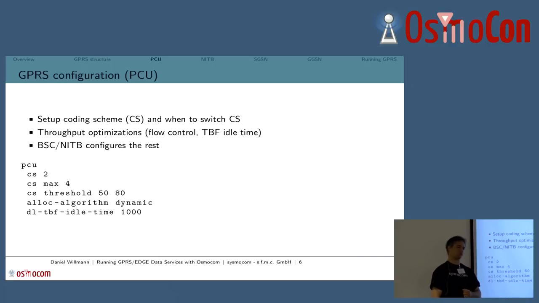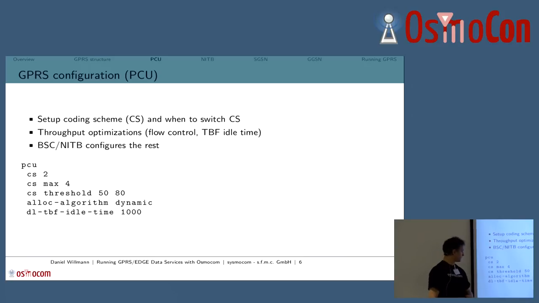Then there are some parameters to configure the maximum coding scheme that you want to use, and the thresholds of bit errors at which you want to upgrade to the next higher coding scheme or downgrade to the next lower coding scheme if the error is too high. The dynamic allocation algorithm is more of a historical thing. We had two different allocation algorithms back when the Osmo PCU wasn't really stable. But right now, you'll want dynamic, and it will know whether to allocate only one slot or multiple slots. With GPRS, as Harald mentioned, you have the time slot system, and you can use multiple time slots together to increase your throughput rate for a subscriber.